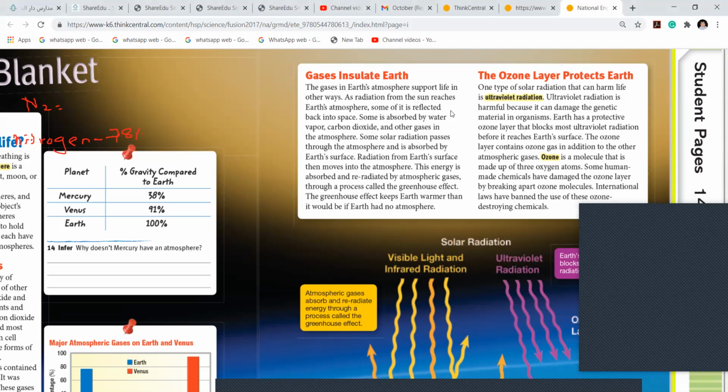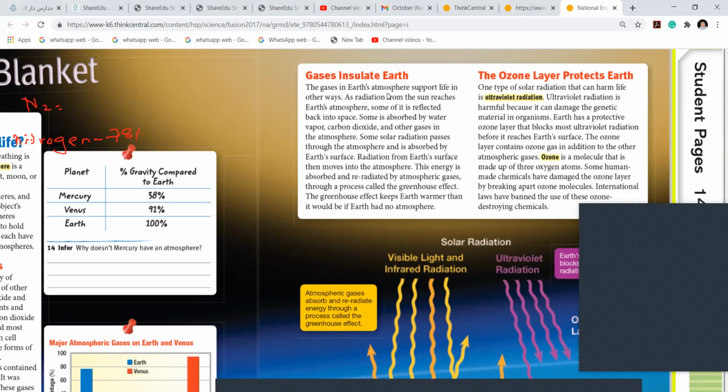One type of solar radiation. Okay, here what did I say? Gases insulate. What is the meaning of insulation? For example, I'm holding a spoon which cannot make your hand hot. It has some plastic cover where you can easily hold the spoon and put it into the hot utensil or hot plate.